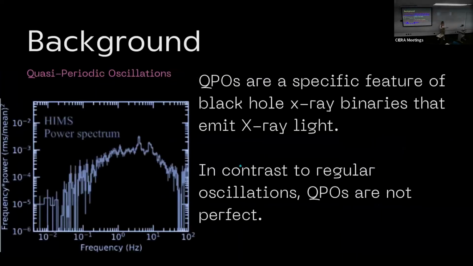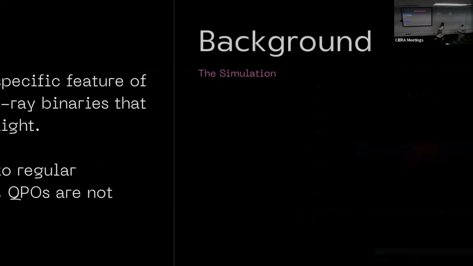Okay, another thing that we're looking for when looking for this variability is quasi-periodic oscillations. So this is like a specific characteristic of oscillations that we find with objects that emit X-ray light, specifically in X-ray binaries. These are super important because we see them as a specific feature in accretion disks, and that helps us to model that variability when we're modeling our simulations.